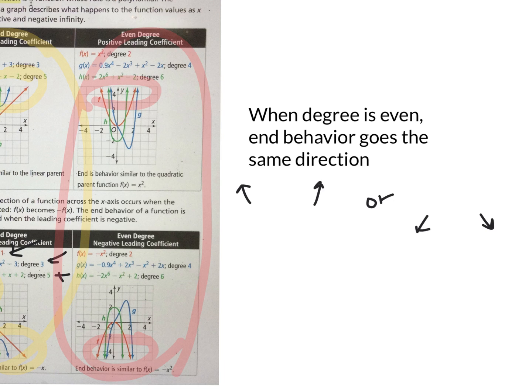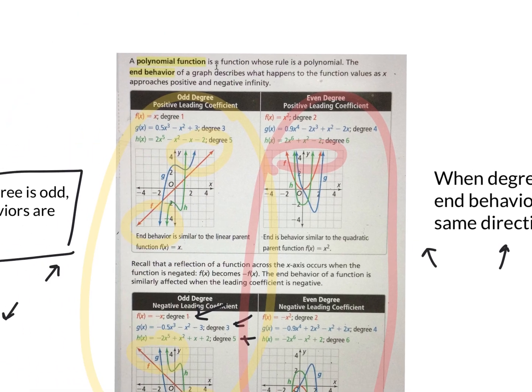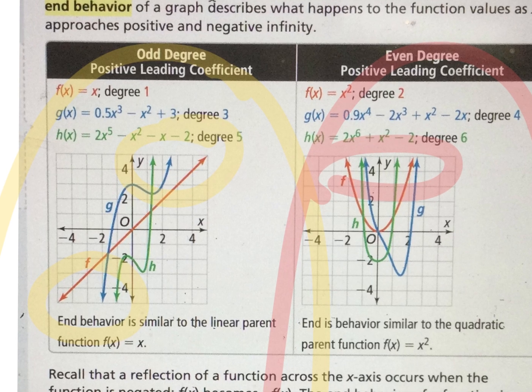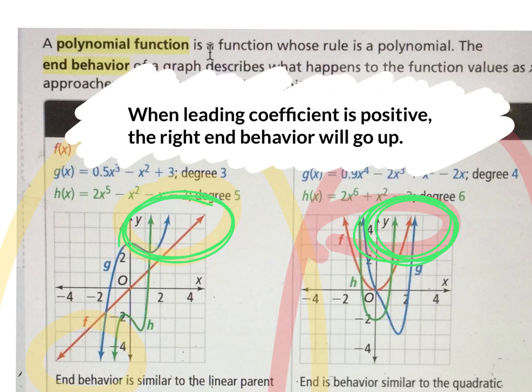Now, how do we know which scenario we're going to fall into? So now I'm going to zoom back in here and look at what happens when it's positive. So when my leading coefficient is positive, notice on the right side, the right side is going to go up. All right, so you're going to want to write that down.